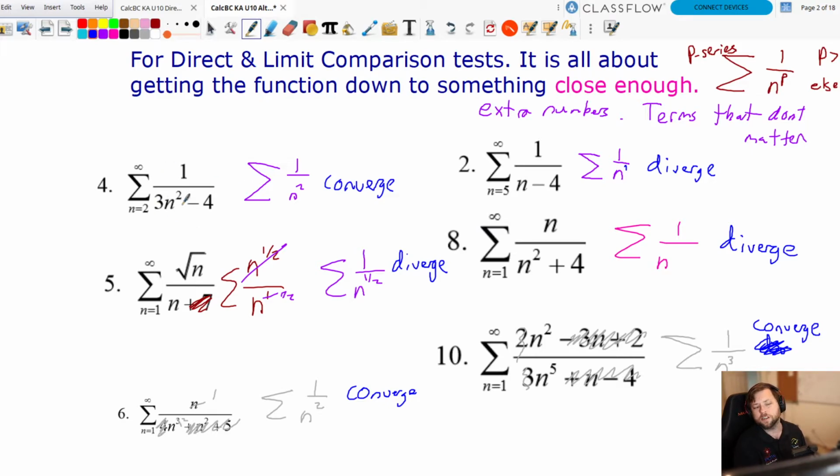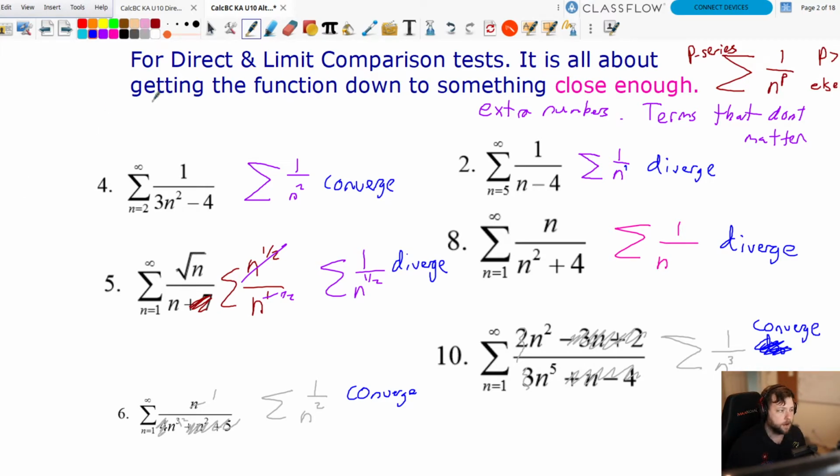So the idea with comparisons, we say, what is it close enough to? When you get some weird stuff all over the place with numbers and it's mixed terms, and it doesn't follow these simple p series, or it's not a simple geometric series, I can say it's close enough to this. I'm going to treat it like that p series. You're trying to get it down to looking like a p series.